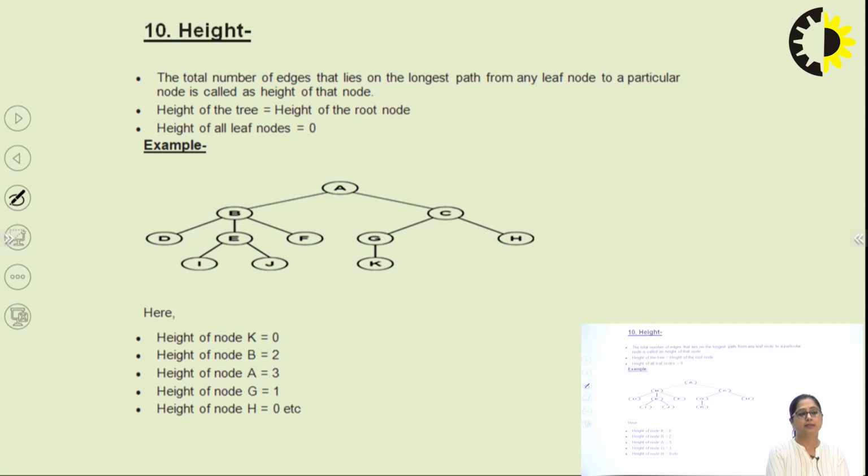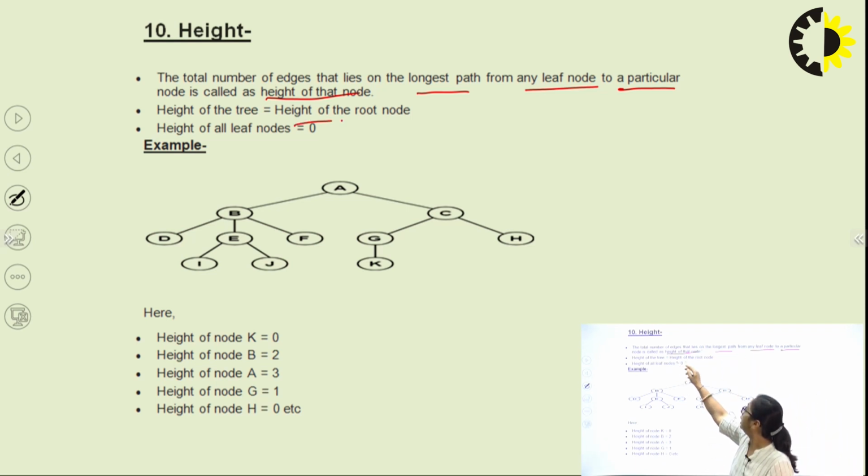Next, height. This is an important concept. What is the height of a tree? The total number of edges that lie on the longest path from any leaf node to a particular node is called the height of the node. So the height of the tree is equal to the height of the root node. So what is the longest path? That is always starting from the root node and ending at the terminal node, or the leaf node. So this is the way to find the height.